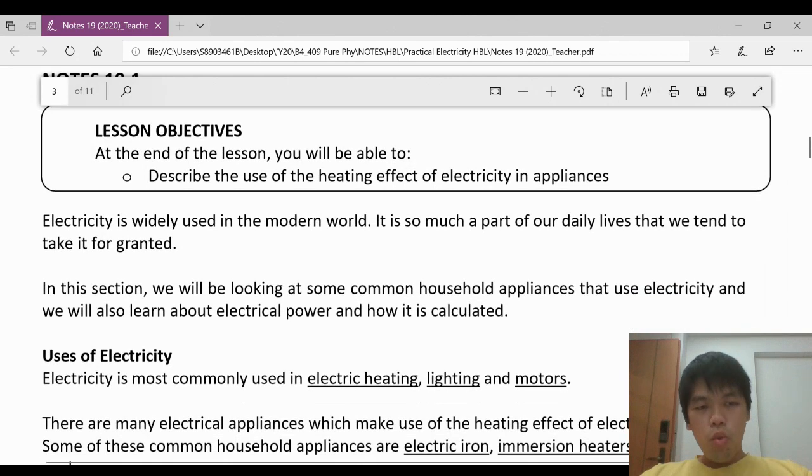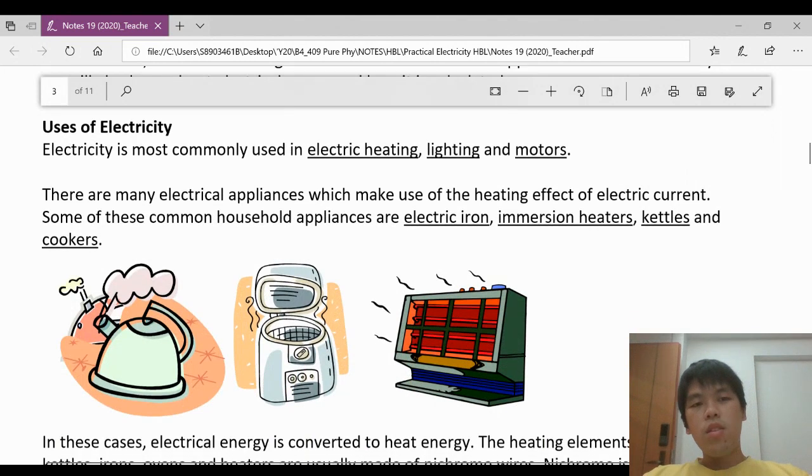So we do know that electricity is being used everywhere, and it is used in a lot of our household appliances. So what are the uses of electricity? We can take a look here. Electricity is most commonly used in electrical heating, lighting, and even in motors. There are many electrical appliances which make use of the heating effect of electric current. So here we are going to deal with the heating effect.